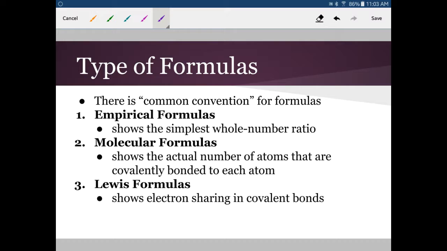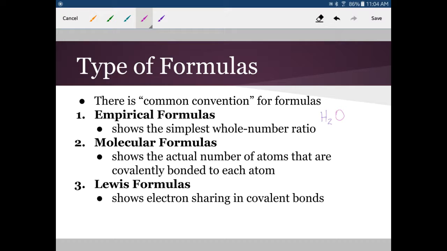So if we look at a couple examples, I'm going to show you 2 examples. I'm going to start with our empirical formula of, let's go with water. Now, water is H2O. And what H2O means is that there's 2 hydrogens for every single oxygen present. That is our empirical formula because it's a 2-to-1 ratio. It is the simplest whole number ratio.